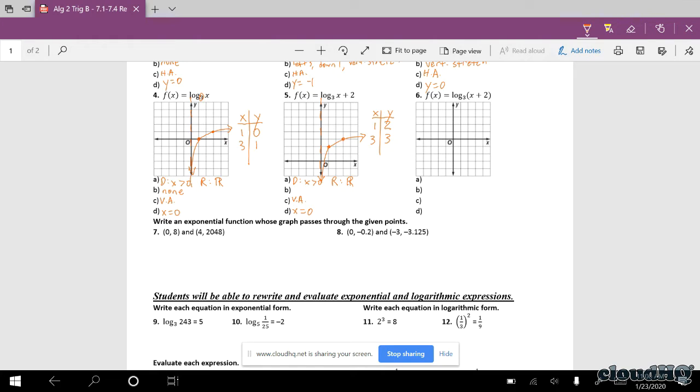This one does have one transformation. It shifted up 2. Notice it looks the same as the last graph, but it's 2 units higher.